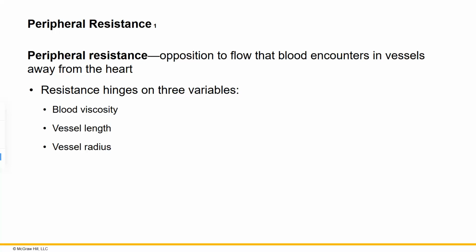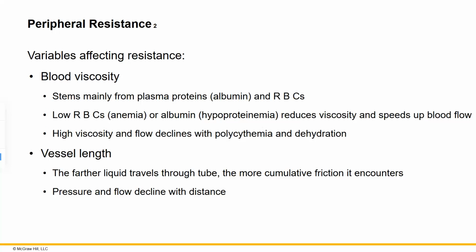Resistance hinges on 3 variables: blood viscosity, or the thickness of the blood. If we were to try to pour syrup through a hose versus water through a hose, the syrup, which is more viscous, would not flow as much through, so it would have more resistance. Vessel length, the longer the vessel, the more resistance. And vessel radius, so the bigger the radius, the lower the resistance. And this just kind of summarizes that.